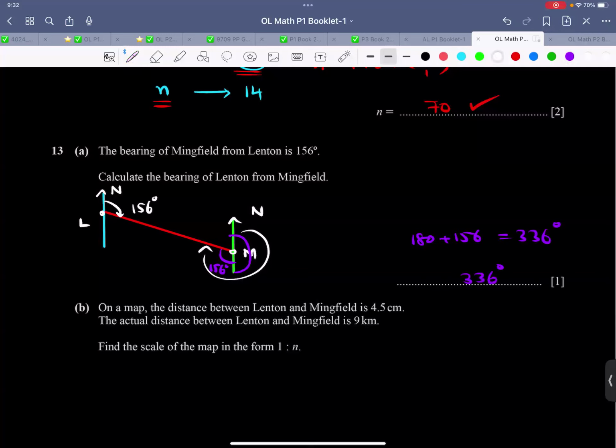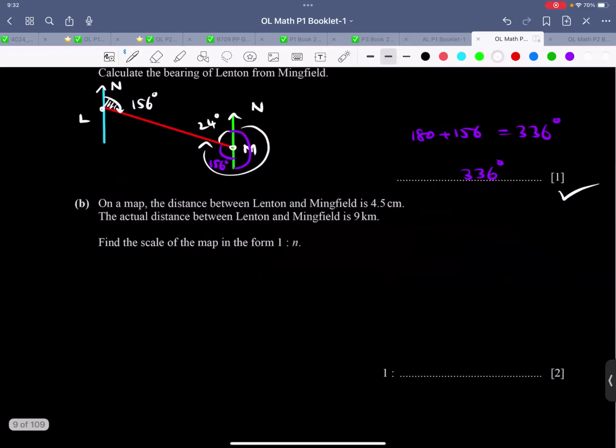Some people will do it this way. They'll say this is 156. So therefore, this is 24. These two are what you call interior angles between two parallel lines. So this is 180 minus 156 is 24. So therefore, the alternative is 360 minus 24. That is again 336. So that's a sure shot thing that you have done it correctly.